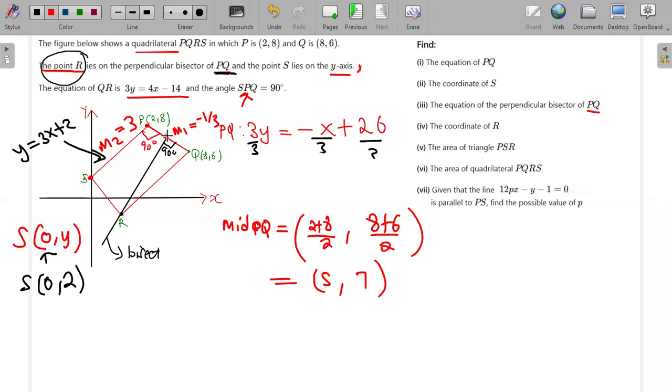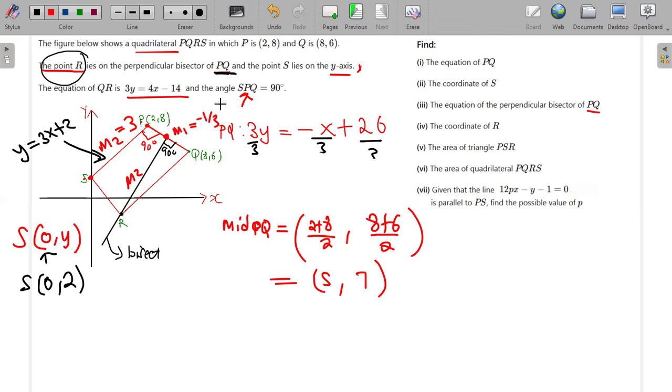Here at this point, I have the point 5, comma 7, and this perpendicular bisector is perpendicular to this. So meaning that its gradient, the gradient of this line, will just be what?